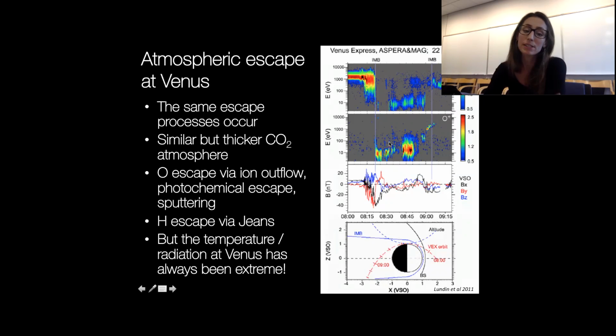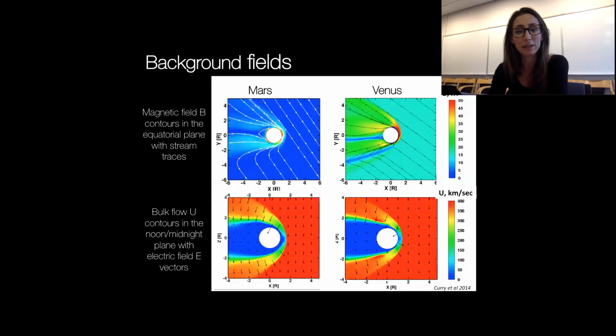One thing to note is that the temperature and the radiation at Venus have always been more extreme, simply because it's closer to the sun. And so it will always be getting more radiation than Mars will. And the temperature we'll talk a little bit about.